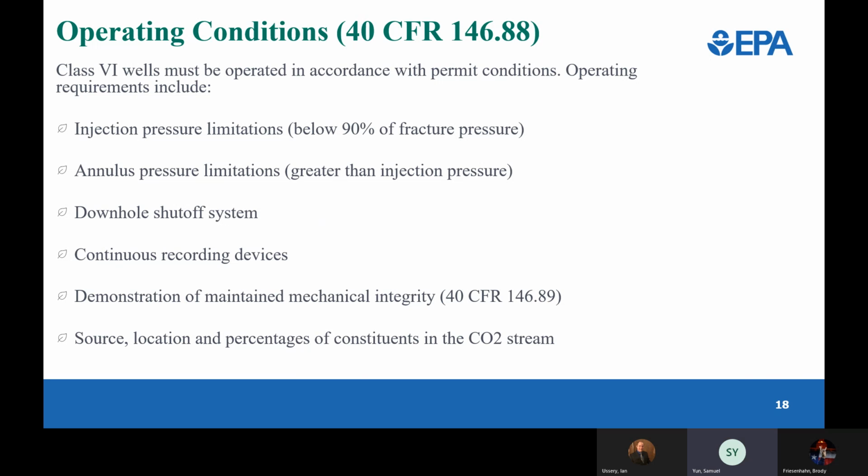The injection well operating requirements provide operational measures for Class 6 wells to ensure that the injection of CO2 does not endanger USDWs, along with pressure limitations and requirements for automatic shutoff devices. Injection and operating condition requirements are meant to avoid unintended consequences such as induced seismicity and surface purges.